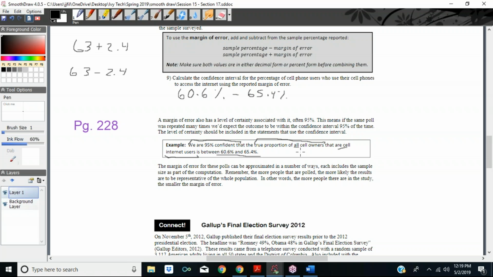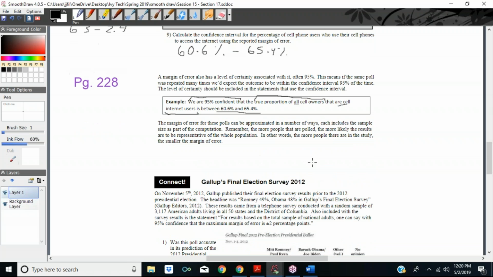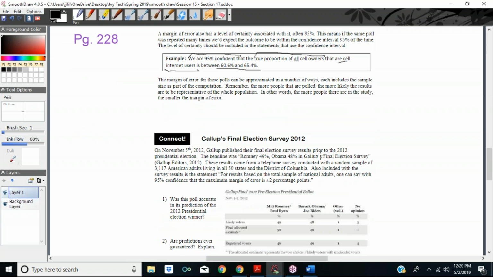So it says the margin of error for these polls can be approximated in a number of ways. Each includes the sample size as part of the computation. Remember, the more people that are polled, the more likely the results are to be representative of the whole population. In other words, the more people that are in the study, the smaller the margin of error. So when we make our statement, we want to include those components, okay? And we'll do that in this next example.